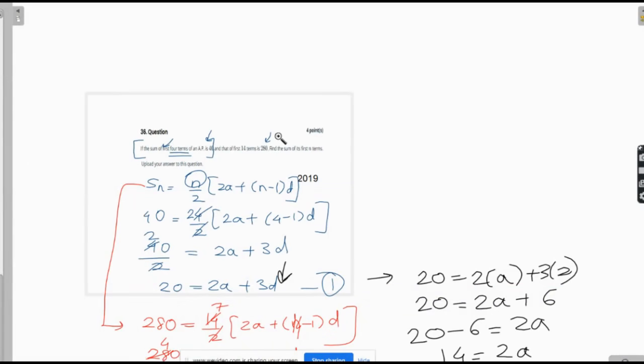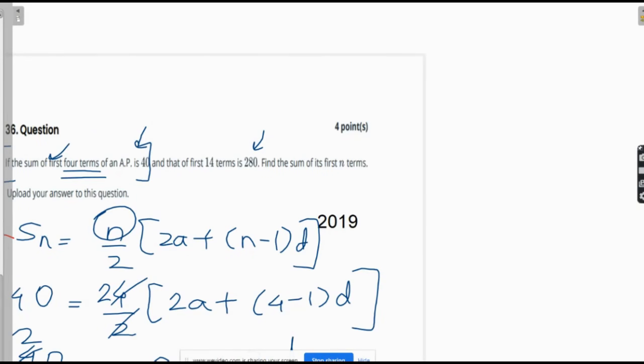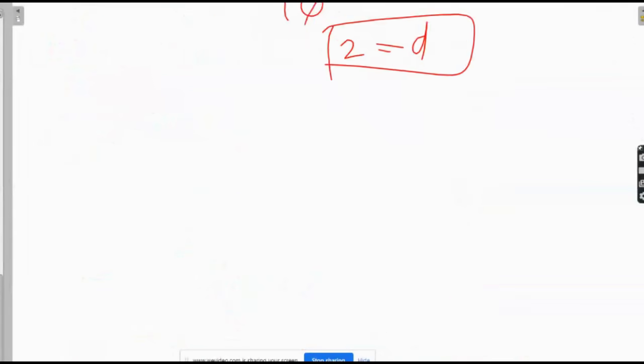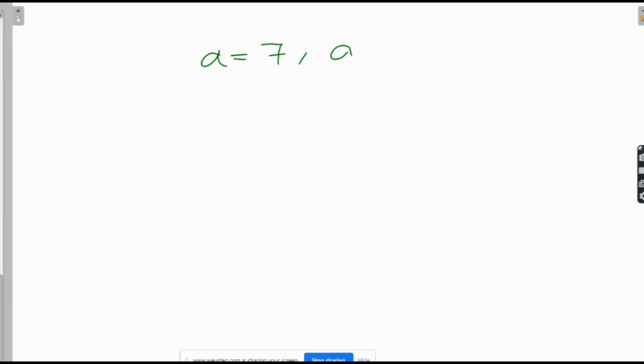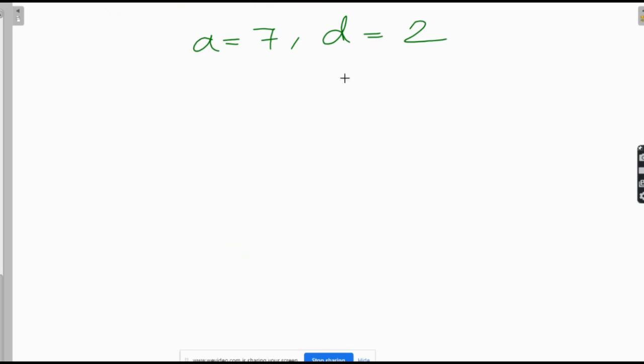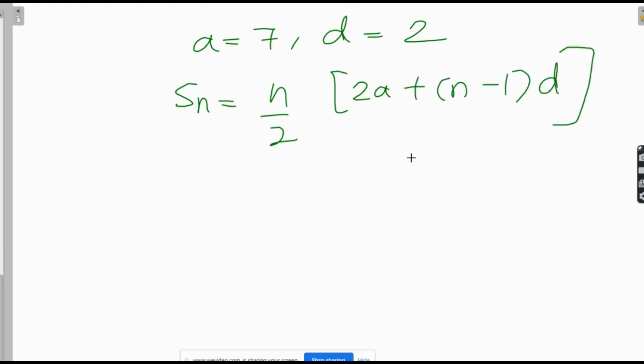This is not what you wanted to find. Again, see what you had to find. Find the sum of first n terms. So this time you know a, you know d. a, how much you calculated? 7. d, how much you calculated? 2. Now in the question he is asking me the sum of n terms. So again the same formula. This time I don't know n, that is what he is asking me. It's okay, you don't know n, you just find the sum of n terms.